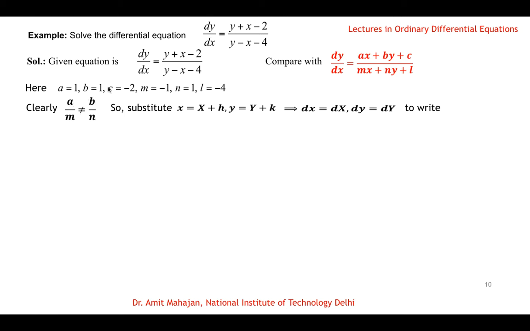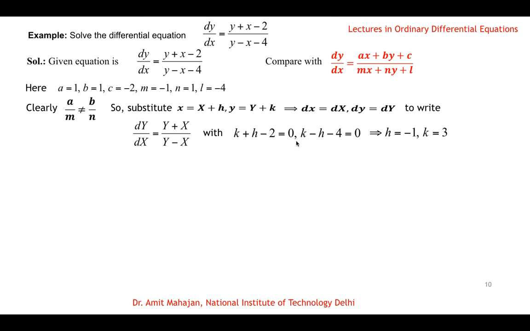So we use the substitution x as X plus h, y as Y plus k, so that dx is dX and dy is dY. We write this differential equation as dY/dX = (Y + X)/(Y - X), homogeneous, with the condition that the constant terms are exactly 0 in the numerator and denominator, which will be k + h - 2 = 0 and k - h - 4 = 0. So we can write this homogeneous differential equation with these two conditions, and we can easily solve them to find h and k.